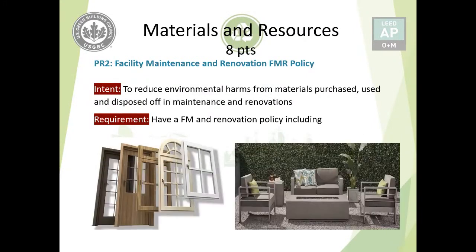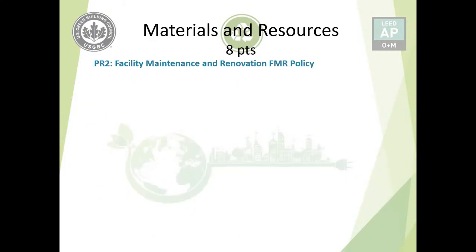This is the example of the base building elements. We've got windows, we've got doors, sometimes cabinets also qualify, and the other picture shows the furniture and furnishings that may be included in the facility maintenance and renovation purchasing policy.